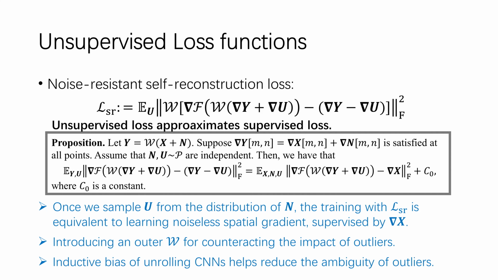The self-reconstruction loss for training has the following double-head noise injection form to mimic supervised learning. It shows that once we sample U from the distribution of n, training with this loss is equivalent to learning the noiseless spatial gradient. For outliers, we introduced an outer wrapping to counteract their impact. The ambiguity of outliers can be reduced by the inductive bias of unrolling CNNs.